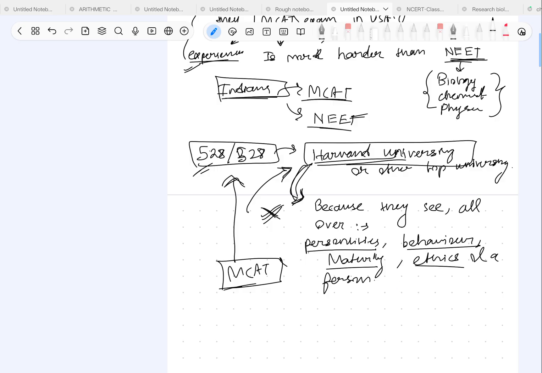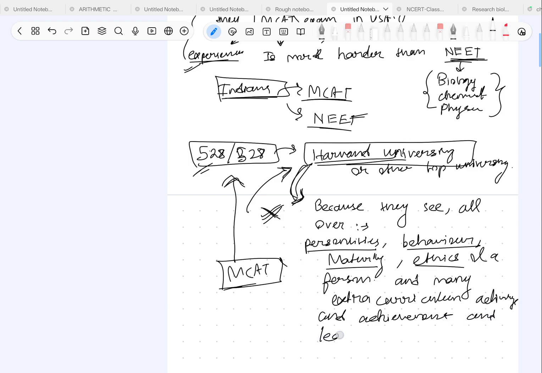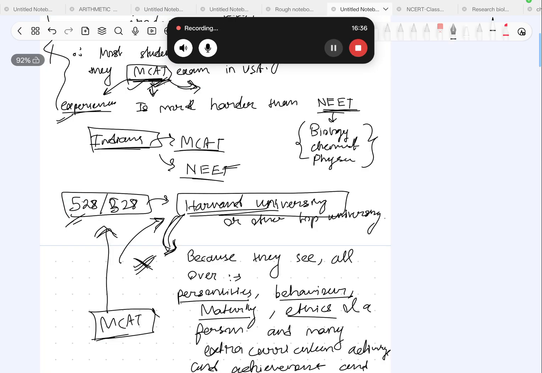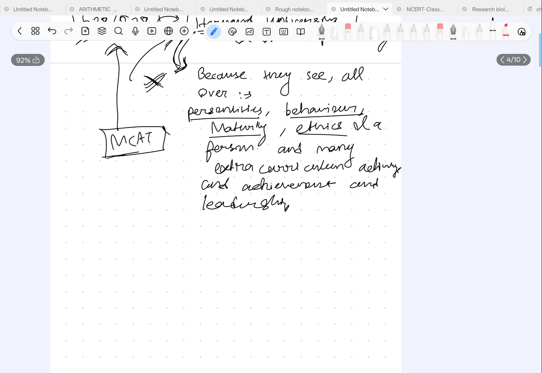With that, they also see many extracurricular activities, achievements and leadership. They see the maturity, ethics, overall growth of people, and extracurricular activity and achievement. They also do the interview and other things.